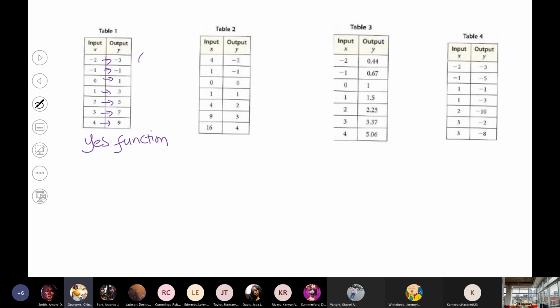Let's look at table 2. Table 2 is not a function. I want you guys to know this. 4 maps to -2, and the same 1 maps to -1. But here we have 1 showing up 2 times. Do y'all see that? It's not mapping to the same thing. That's why I said it's not a function. 1 is going to -1 and 1. So when for the same x you have 2 different y's, that's why you would say it's not a function. For something to be a function, for one input, it has to have only one output.